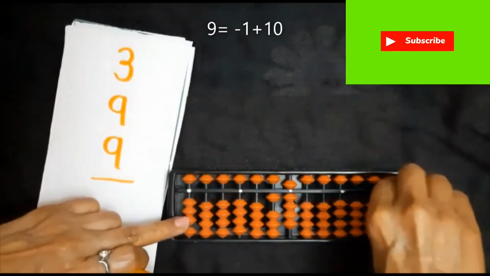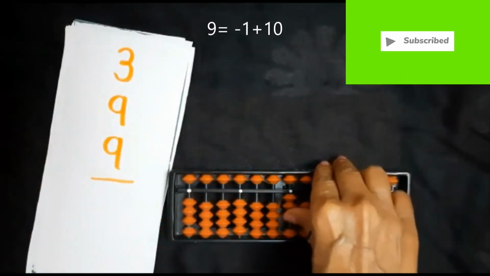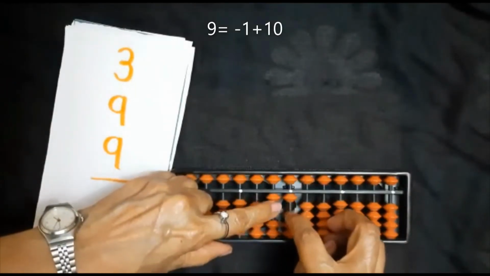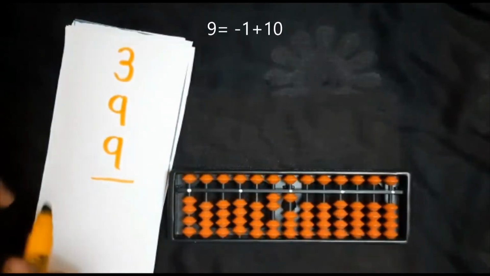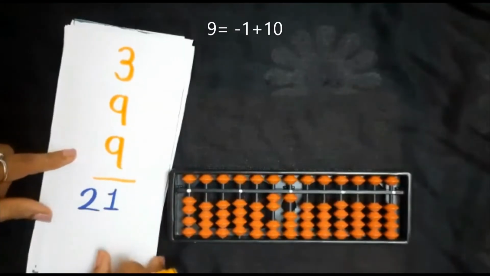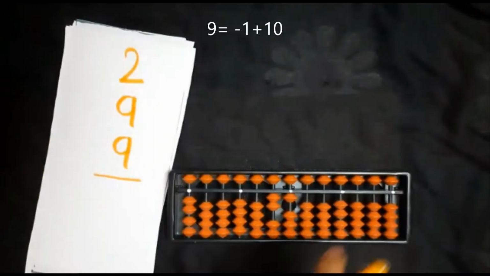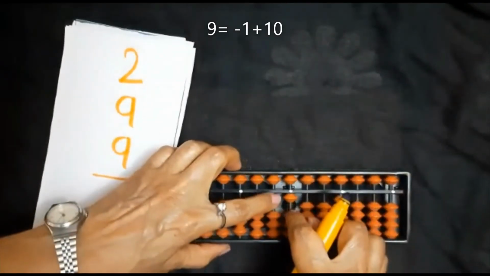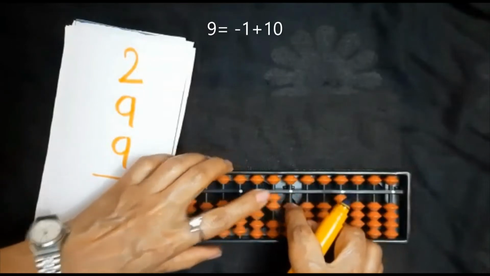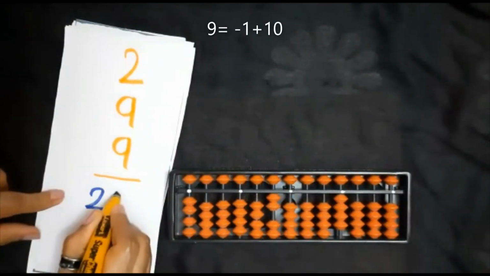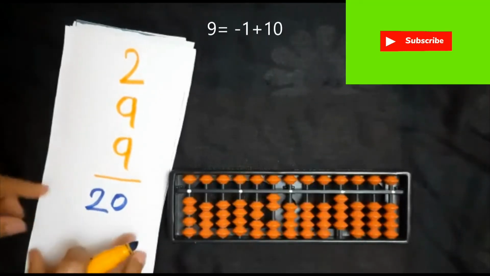Clear the abacus. 3 plus 9 minus 1 plus 10, again 9 minus 1 plus 10, so answer is 21. Clear the abacus. 2 plus 9 plus 9, so answer is 20. On one's place nothing is there means it's 0.